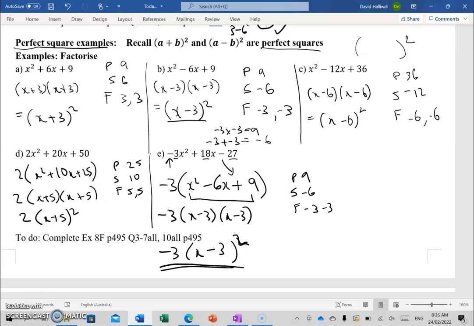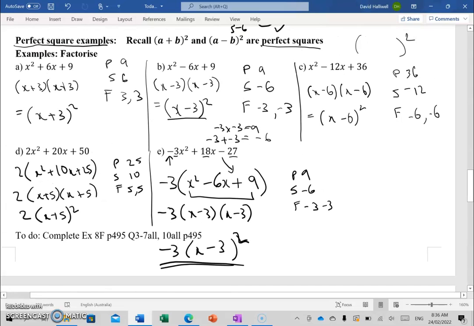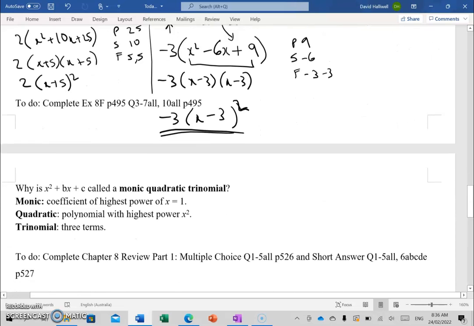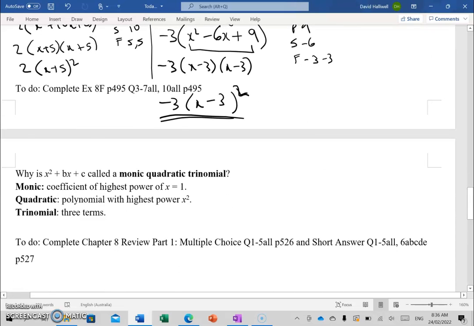Okay, in question 10, there are some other ones where there are some perfect square examples. So you can now finish off the exercise. Hopefully you've done 3 to 7 all, and now you can do 10 all. If not, you can go back and finish it.